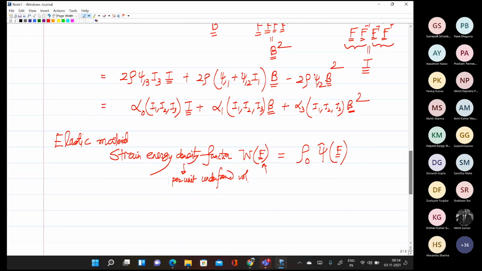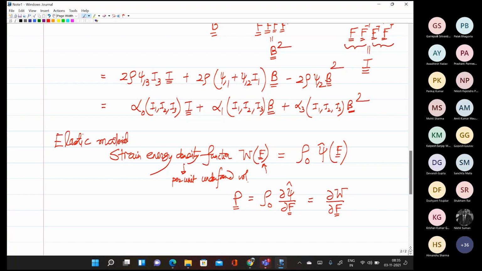Okay. And the nice thing about this W is that the Euler-Kirchhoff P, which was earlier rho naught del psi hat by del F, simply becomes del W by del F, without the need of density coming here. You can just write it as del W by del F. So that is also a simplification. Working with W is simpler. All right. So having done that, this was one kind of symmetry.